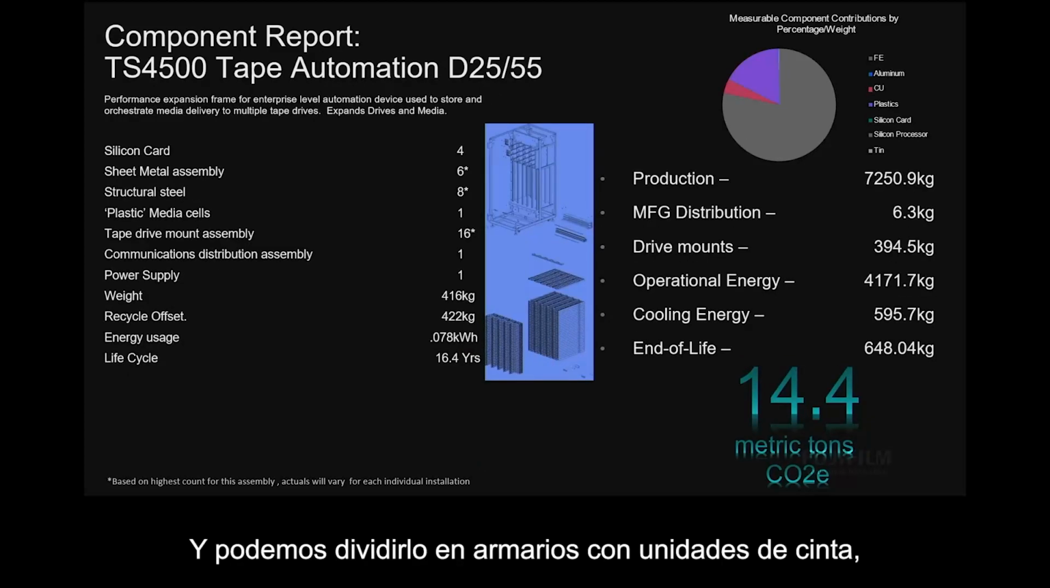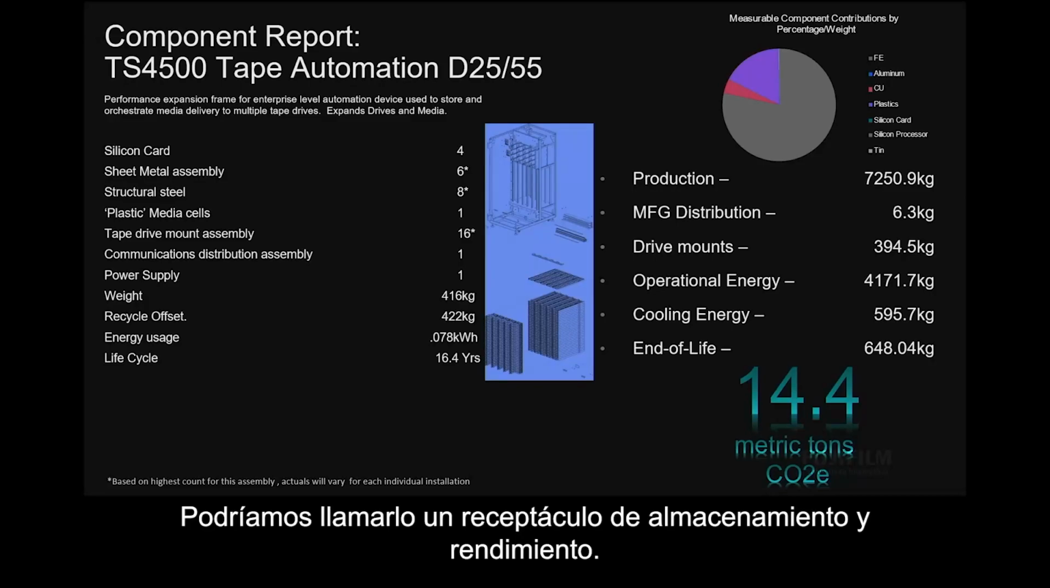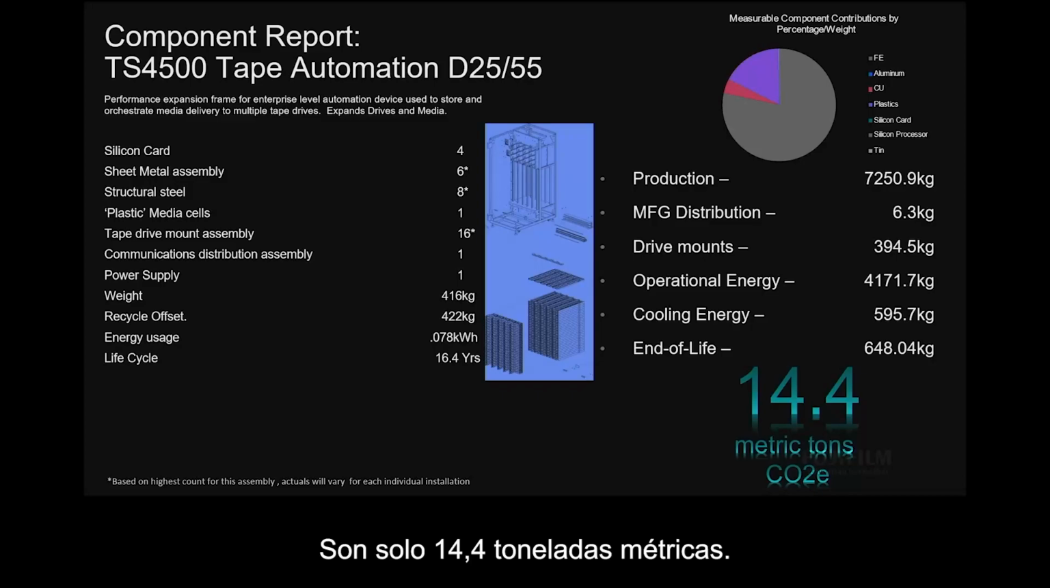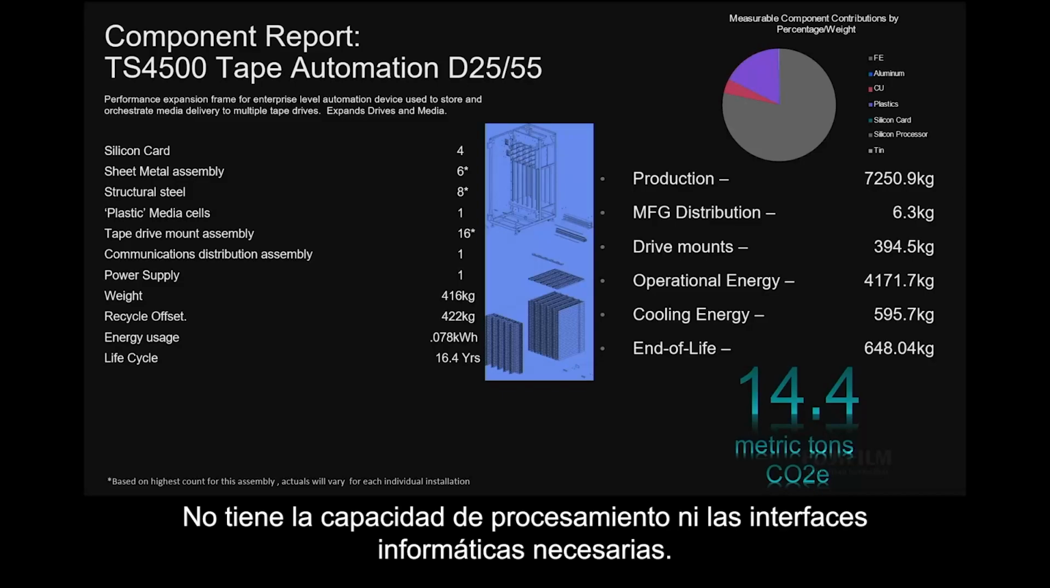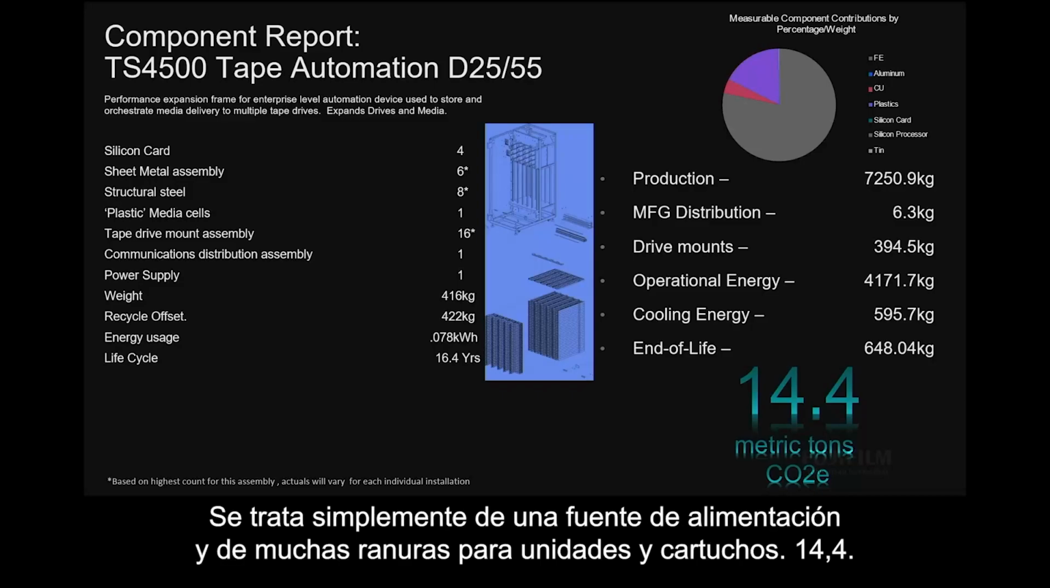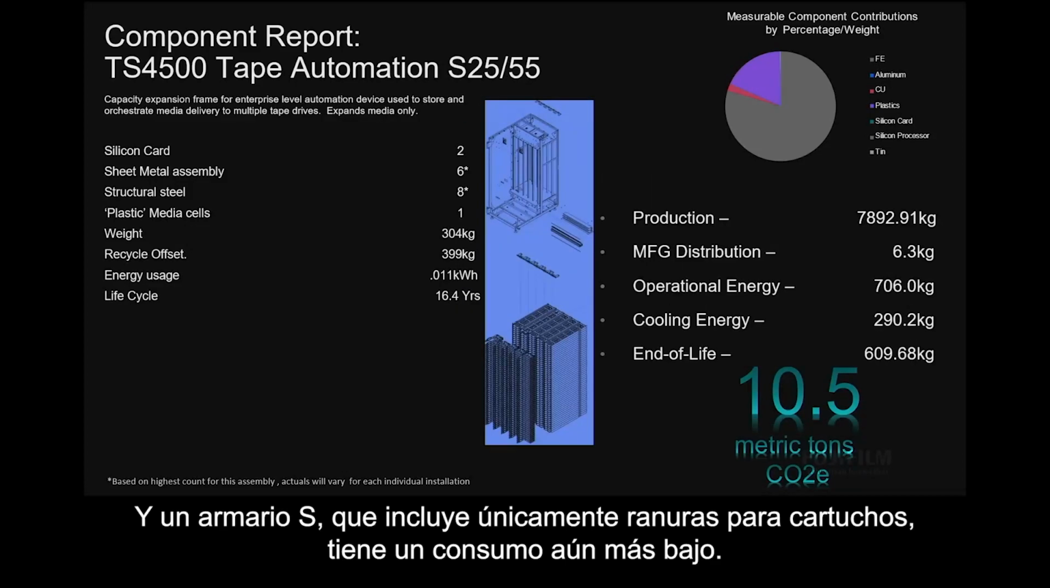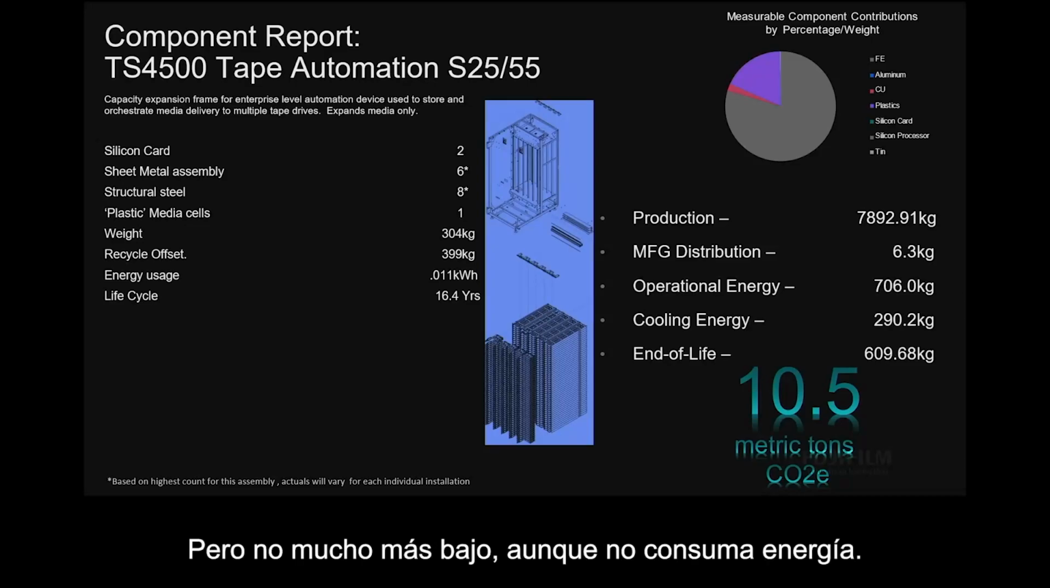And we can break that down into drive frames, which are more drives and more storage. You could call it a storage and performance pod. It's only 14.4 metric tons. It doesn't have an accessor or a robot in it. It doesn't have the brains, the computer interfaces that are required. It simply is a power supply and a whole bunch of slots for drives and cartridges. 14.4. And an S-frame, even lower. But it's not much lower, even though it doesn't use any energy consumption. And the reason for that is, man, that thing's got 1,300 plastic cells in it. And plastic is highly caustic in its production.